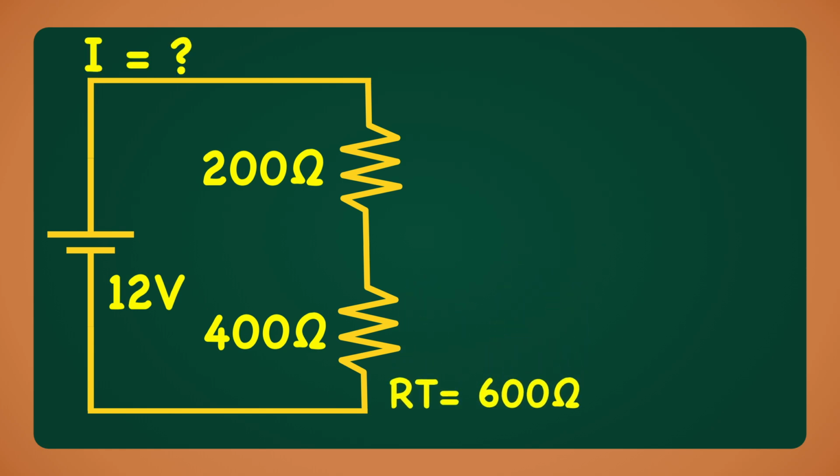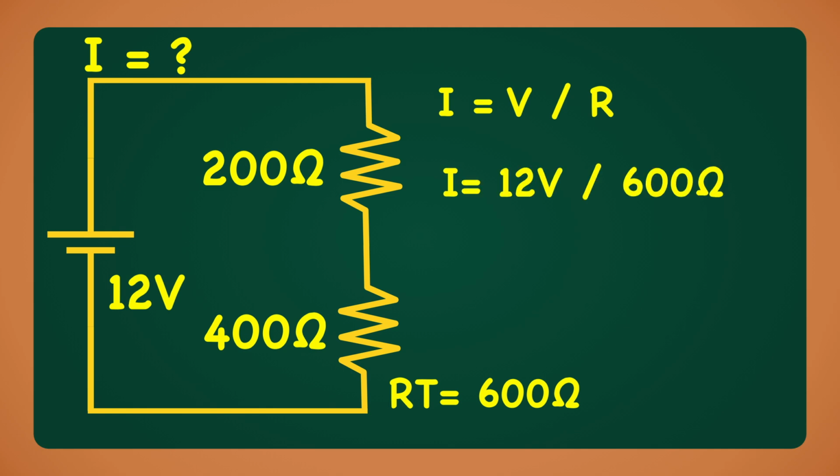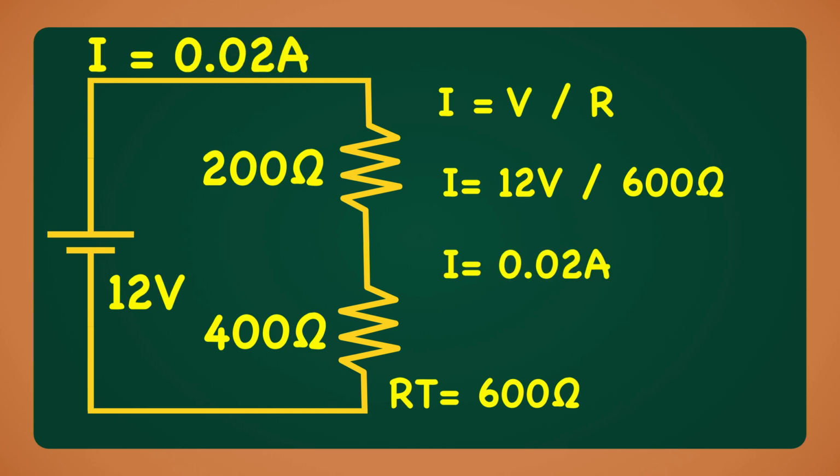We can find the current in this circuit using Ohm's law. V equals I times R, where R is the total resistance in the circuit. Rearranging the formula for Ohm's law, we get I equals V divided by the total resistance. I equals 12 volts divided by 600 ohms. I equals 0.02 amps or 20 milliamps.